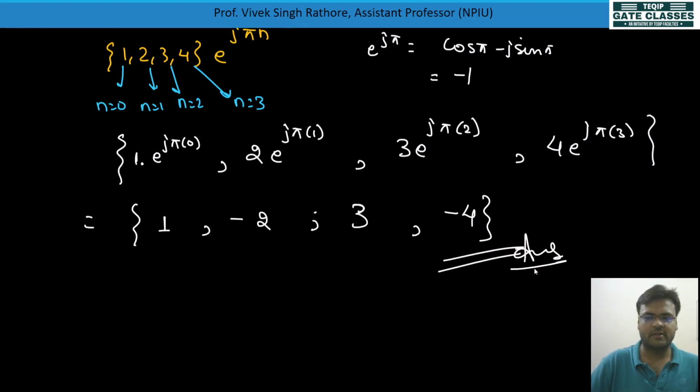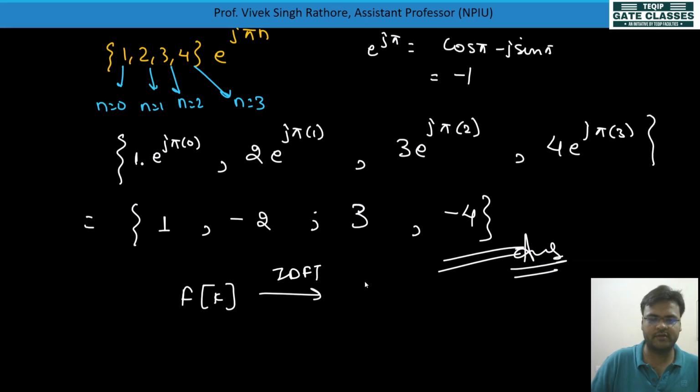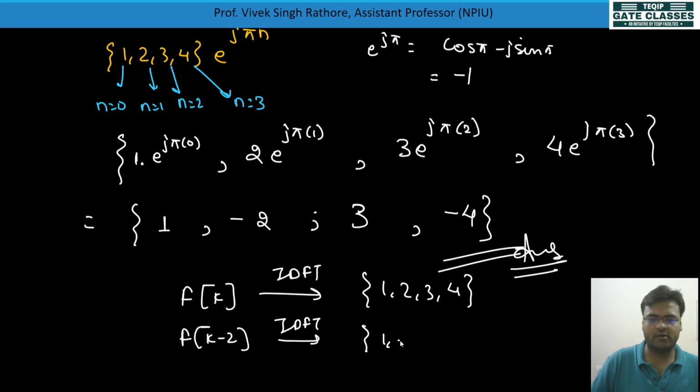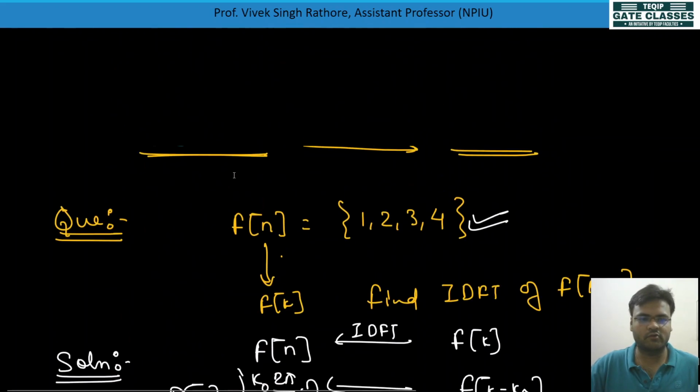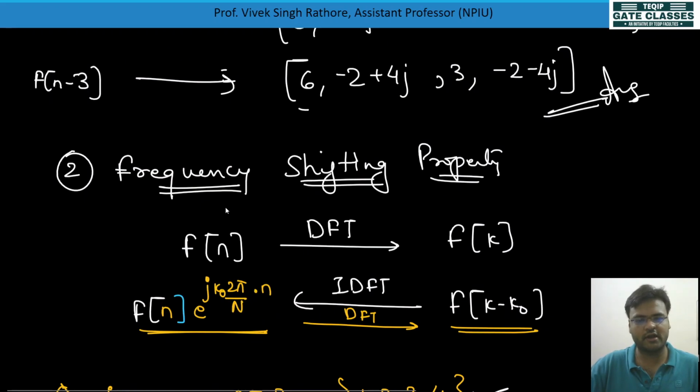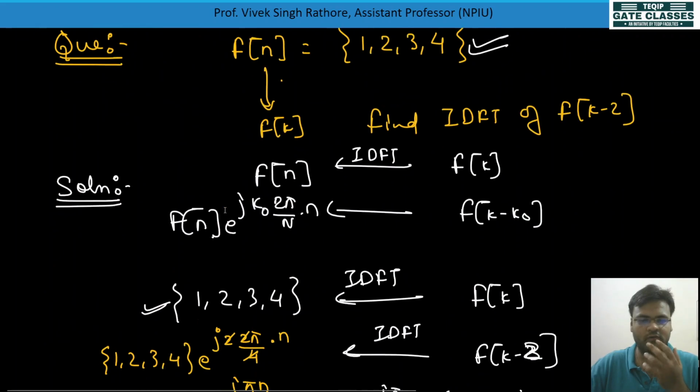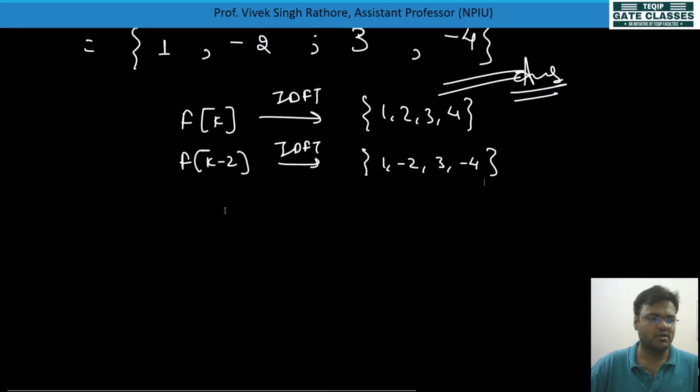This is your answer. What answer? See, if f of k was having IDFT as 1 2 3 4, then f of k minus 2 will have IDFT value of 1, minus 2, 3, minus 4. You can understand how we are doing this. I have done one question for the time shifting property also, and one question I have solved for you for the frequency shifting property also. So it's very easy.